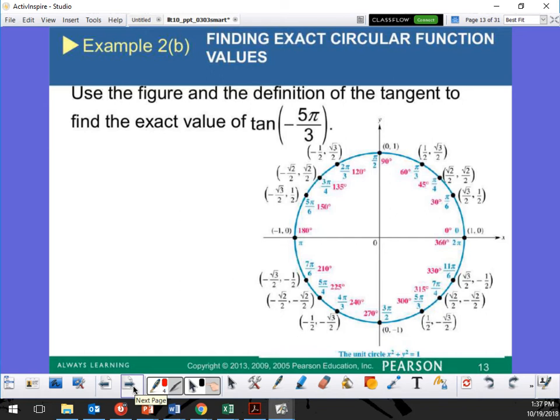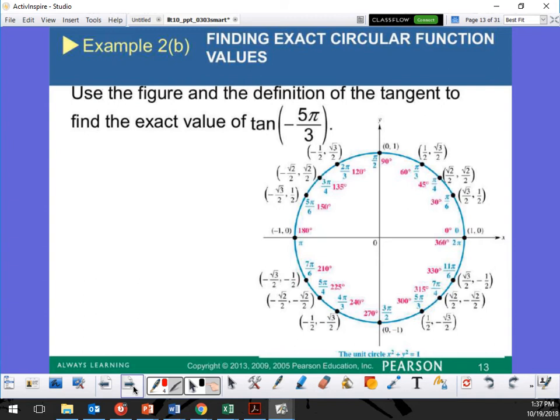And here's the last one right here. So now we're going to use a figure and the definition of the tangent to find the exact value of tan 5 pi over 3. Now, negative. It's going to be negative. So now, remember the other day when I was teaching you guys to count backwards? So how many thirds am I going to go? Five of them, right? Let's look at them.